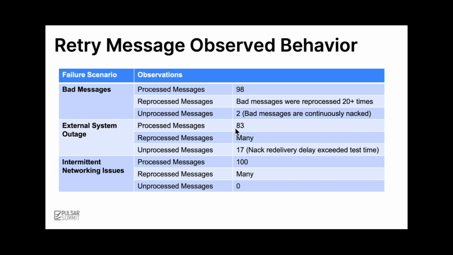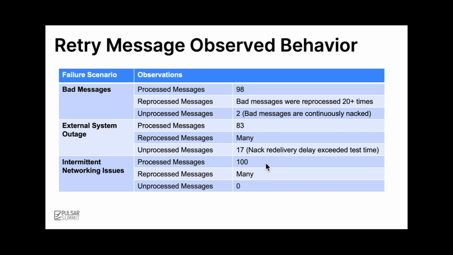Similar thing with the external system outage, where the outage was out for 15 minutes, an extended period of time, so there are many reprocessed messages. I'll talk about this one in the next slide, about how the dead letter queue did differently on this. But there were 17 that were being nacked back and forth, and we were waiting for a minute at the end, but the nack delay was 30 seconds, 40 seconds, and so there were some messages that didn't get processed simply because we had nacked them, but we ended the test before they got redelivered one more time, while the error condition was still available.